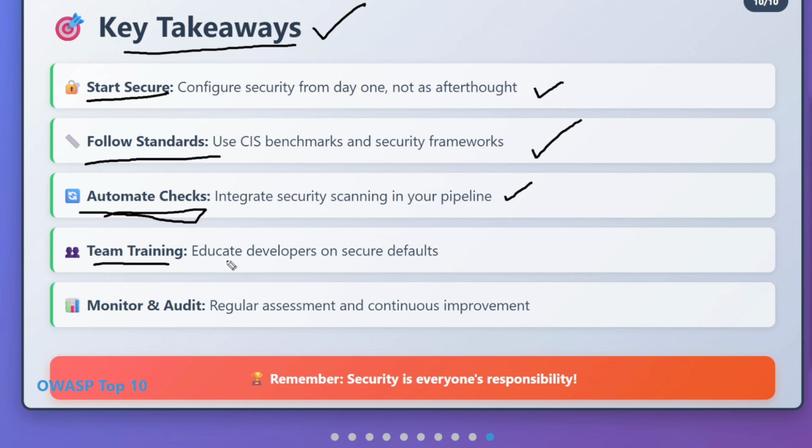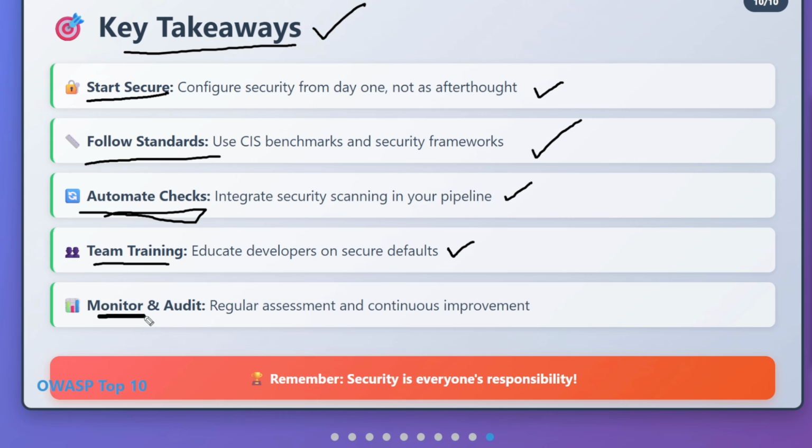Okay, and team training. We need to make sure to understand why secure defaults matter. Training obviously helps to prevent misconfigurations, and that will build a security-first culture among the team. So make sure to educate your developers on secure defaults.